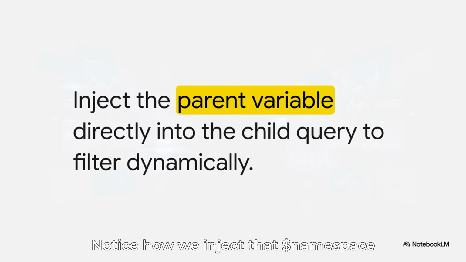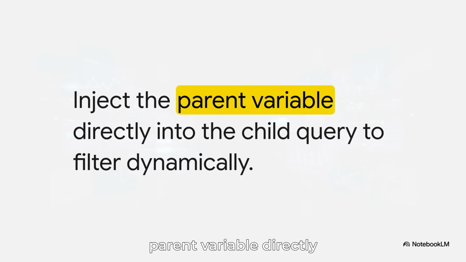Notice how we inject that $namespace parent variable directly into the Prometheus query for the pod variable. That's what links them together. And guys, this is really where the magic happens. By putting $namespace right there inside the curly braces, the pod variable query literally refuses to fetch all pods. It only fetches the pods that actually exist within the exact namespace you just selected in that previous dropdown.